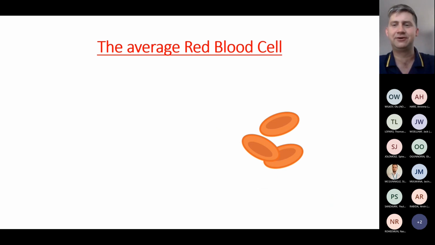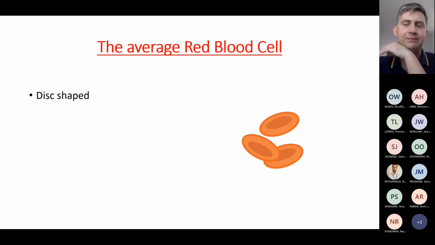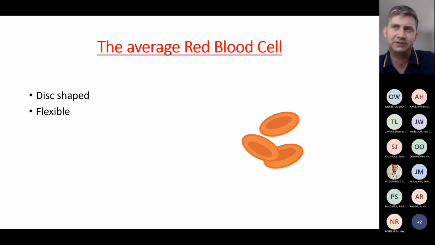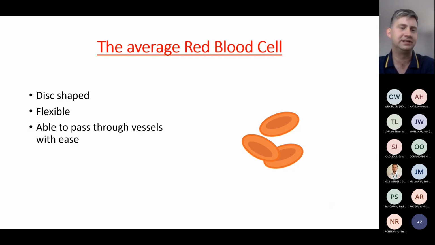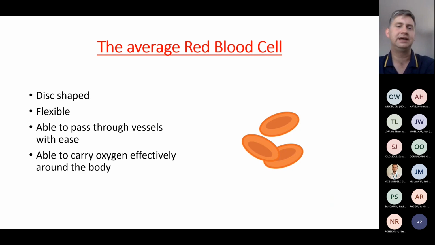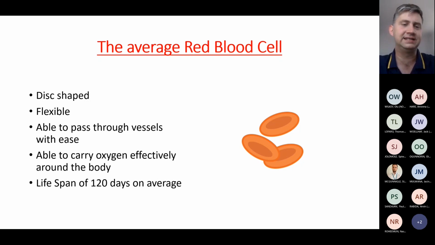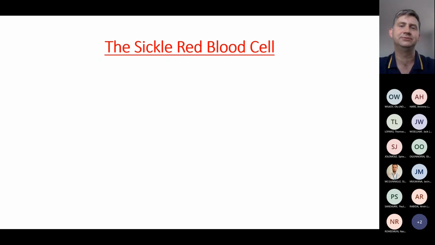So the average red blood cell, I'm just going to quickly talk about how this is, and then we'll talk about the difference in the sickle red blood cells. Red blood cells are disc-shaped and flexible, so when they're going along all the small blood vessels, they can morph a little bit and squeeze through. It can pass with ease, able to carry oxygen effectively around the body. And there's an average lifespan of about 120 days for an average red blood cell without any sort of hemoglobin variant.